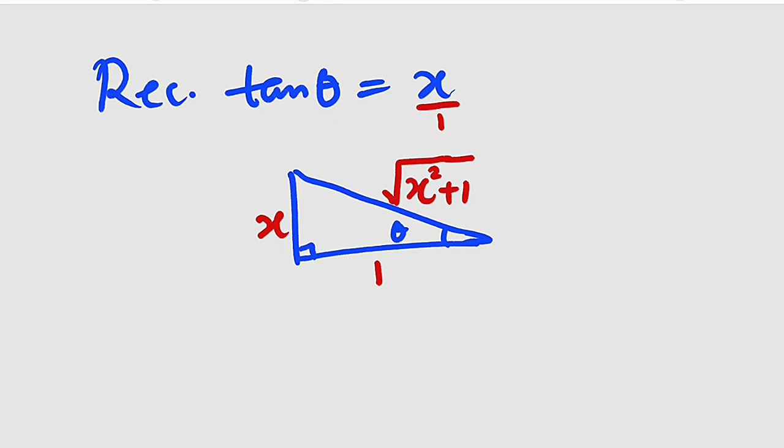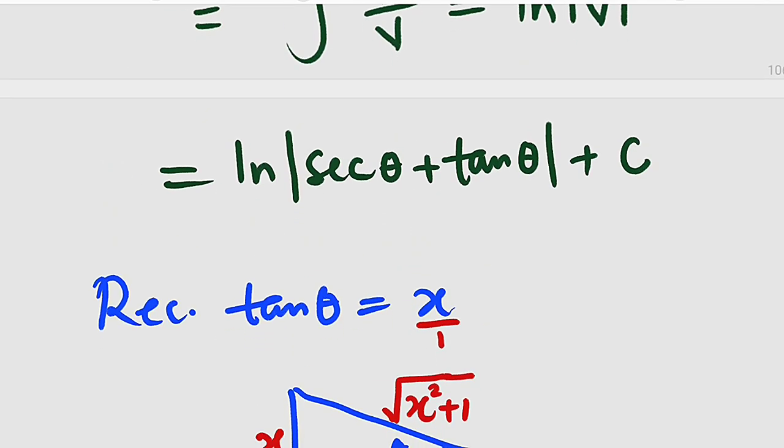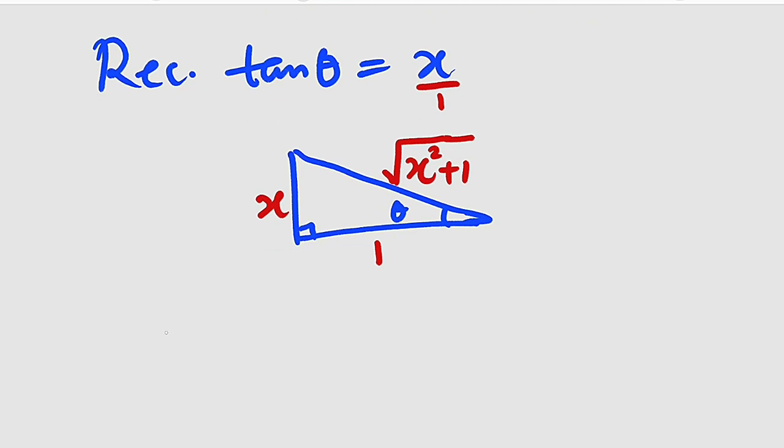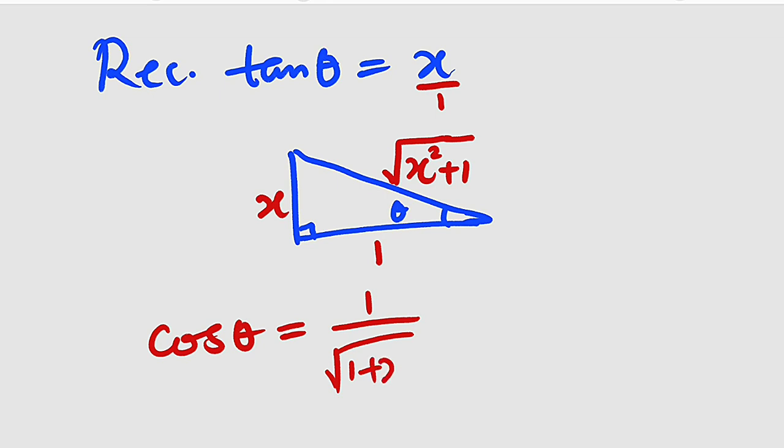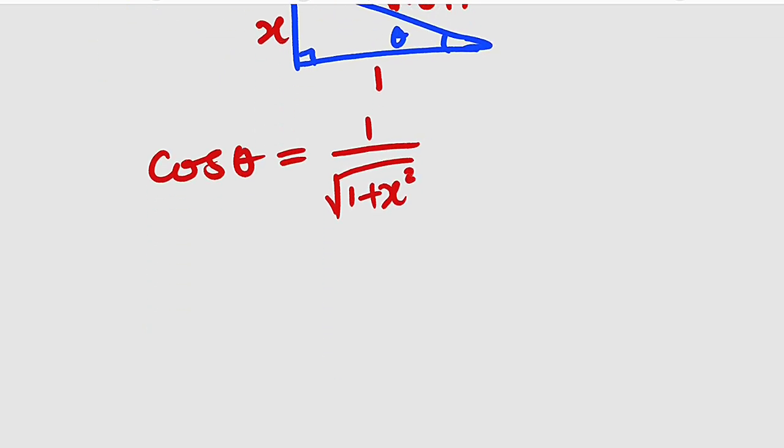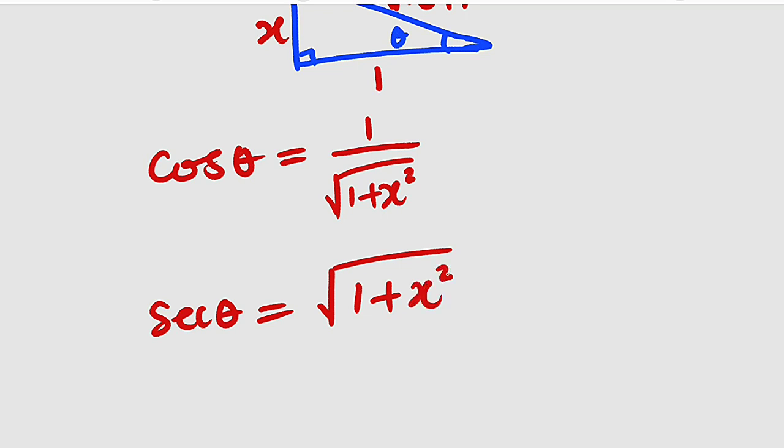So what about cosine theta? Because I know secant is just the reciprocal of cosine. So let us get cosine first. Cosine theta is equal to adjacent divided by hypotenuse. That is 1 divided by the square root of 1 plus x squared. I told you they're all the same, commutative. Then for secant theta, all you have to do is take the reciprocal of both sides. Taking the reciprocal of the right hand side, it will give us just the square root of 1 plus x squared.